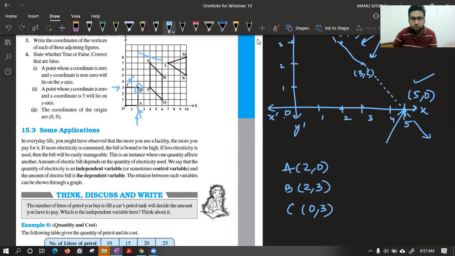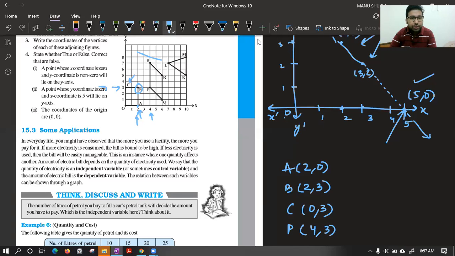Now let us see point P. Class, tell me the coordinates of point P. See, what is the x coordinate? Just see the straight vertical line, that will give you the x coordinate. Then see the horizontal line, that will give you the y coordinate. So the vertical line is giving us 4 and the horizontal line is giving us 3. So the coordinates are 4 comma 3.